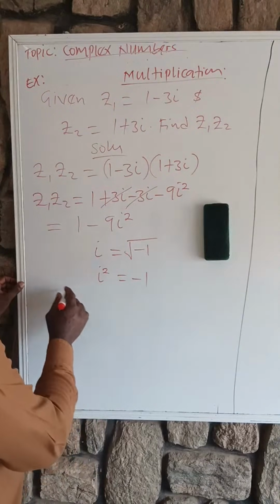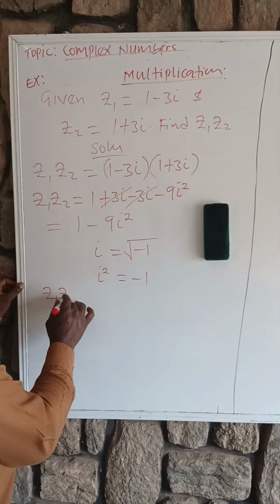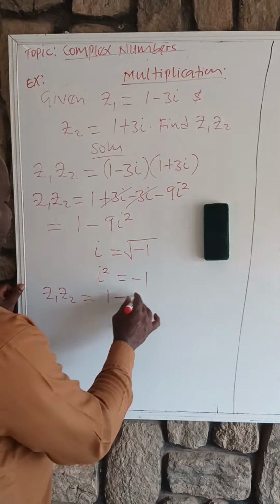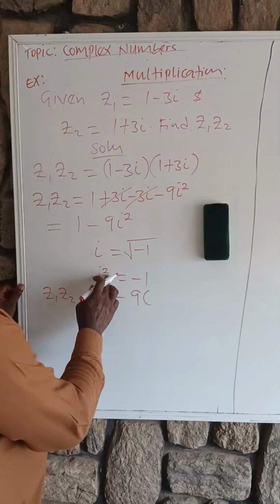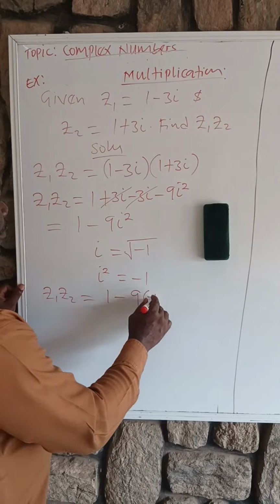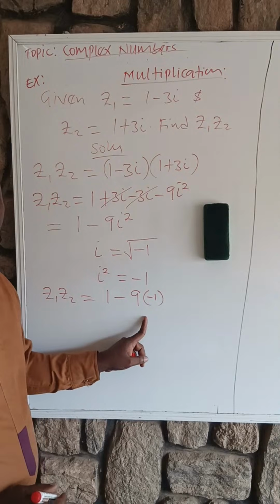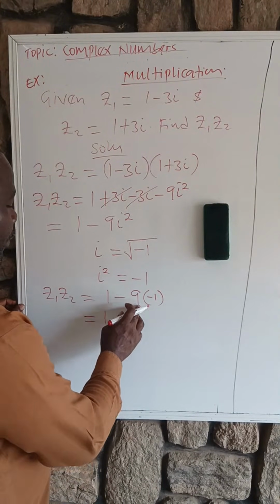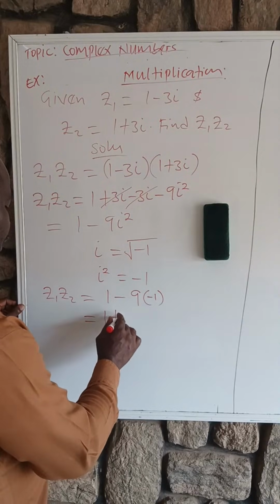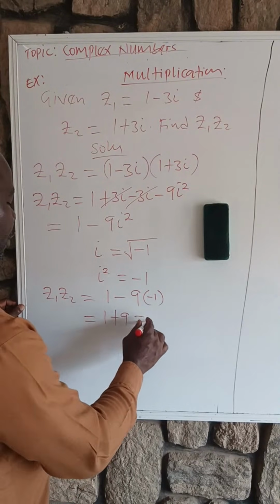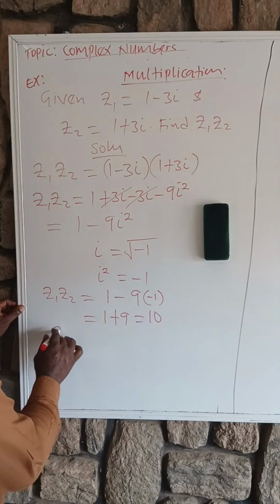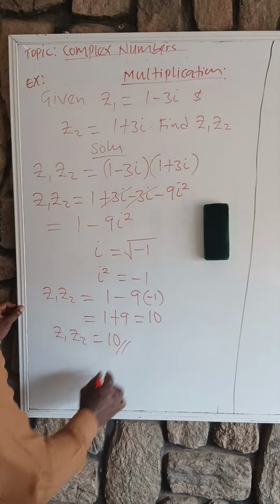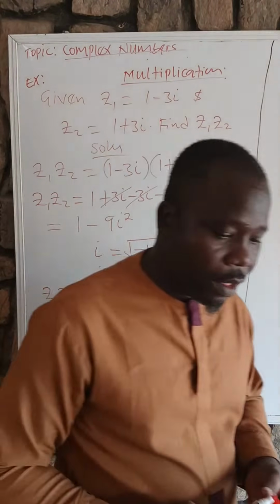So this implies that our z1 times z2 is equal to 1 minus 9, open bracket, i squared is minus 1, so 1 minus 9 times minus 1, which is 1 plus 9. This is equal to 10. So it implies that z1 times z2 is equal to 10. True or false?